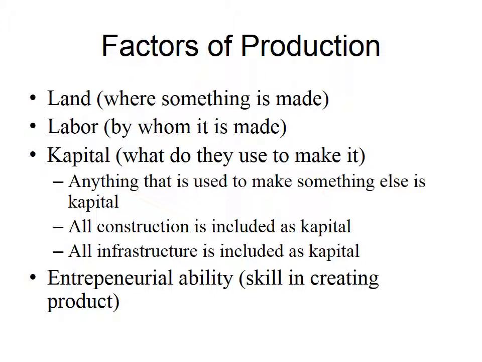It was made somewhere. That means land is one of our factors of production. It was made by someone, so labor is a factor of production. It was made using something. Now, not every product is made using something. I'll give you an example. An apple. An apple isn't made using anything.